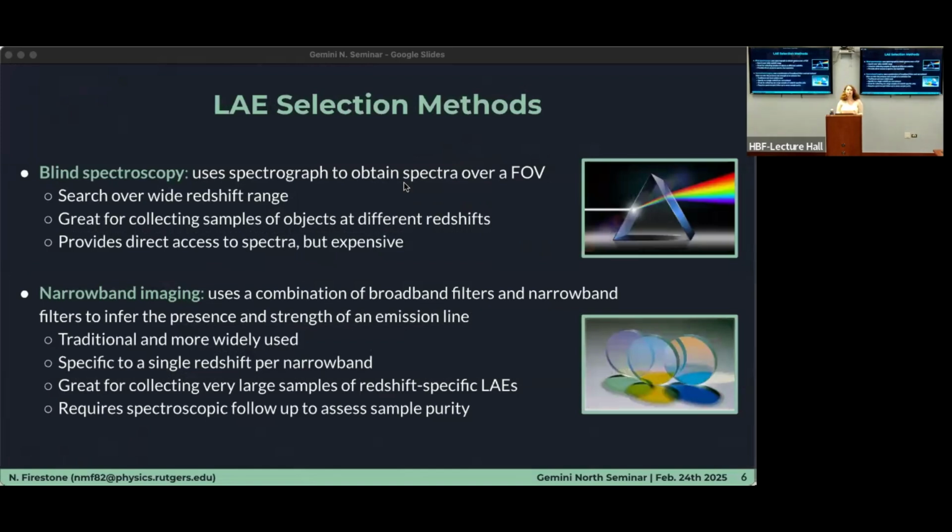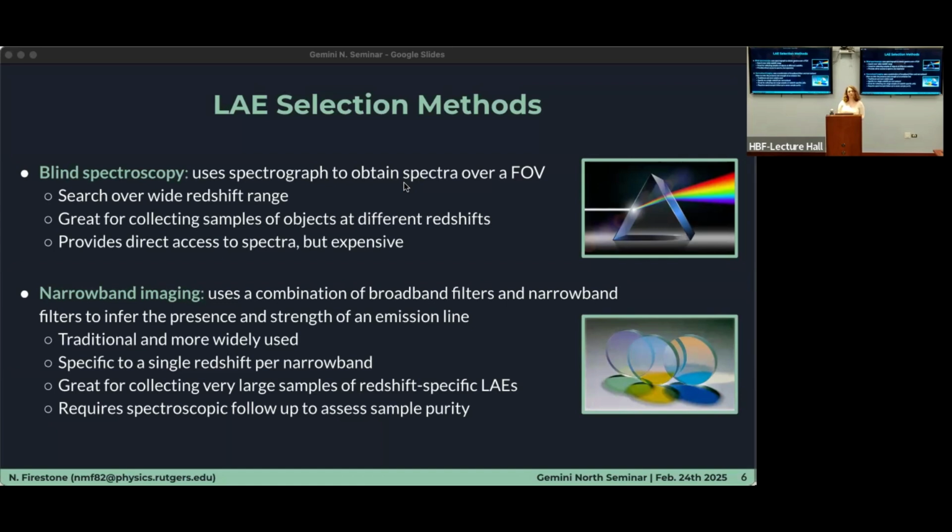There are two primary methods that we use to select LAEs. The first is blind spectroscopy, where we use a spectrograph to obtain spectra over a wide field of view. This allows us to search for LAEs over a large range of different redshifts, and it's great because it provides direct access to our spectra, but it also means that it's incredibly expensive in terms of observations and computational time.